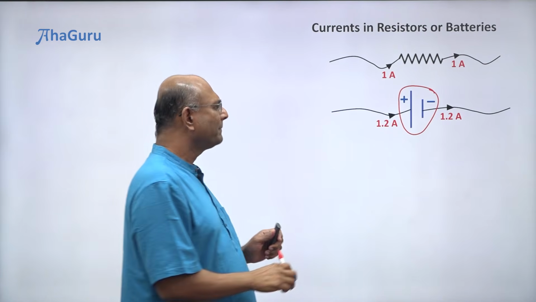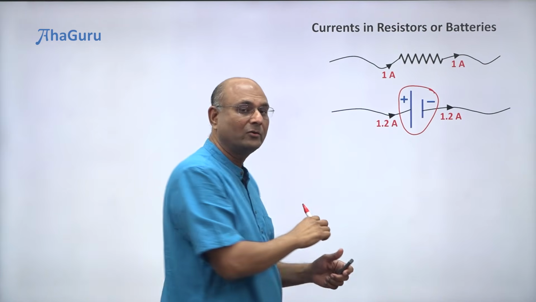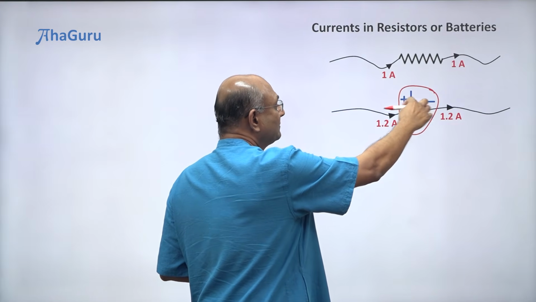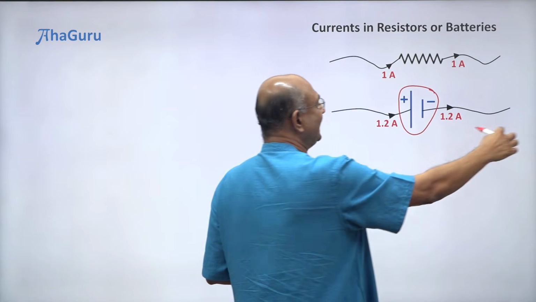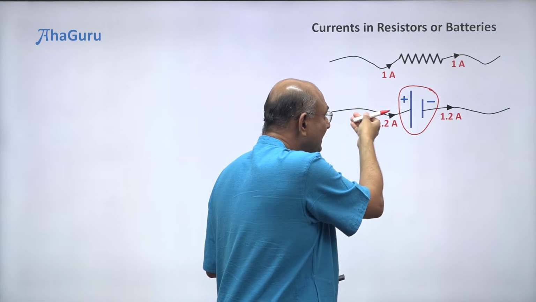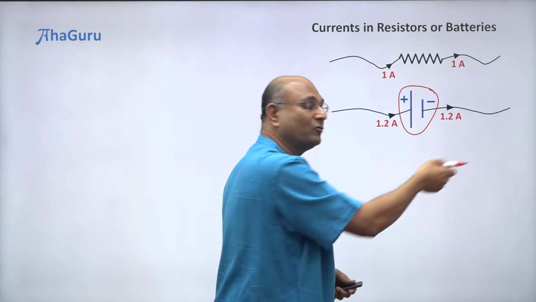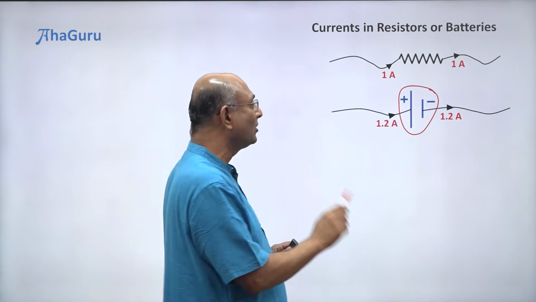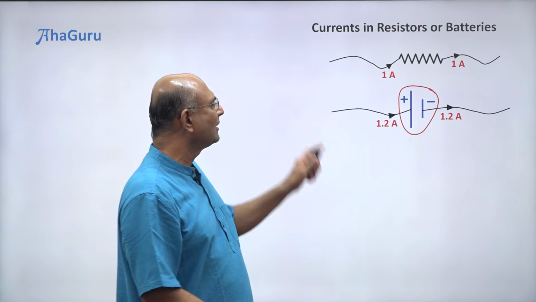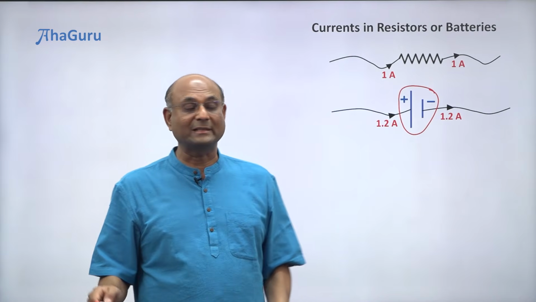Somebody may say, but current must come out of the positive side. Not really required. Yes, current can come out of the positive side. So if it comes out, 1.2 comes out of the plus side, 1.2 will enter the minus side. If 1.2 enters the plus side, then 1.2 will come out of the minus side. So what enters the battery will have to exit. So Kirchhoff's current law is valid for a battery as well.